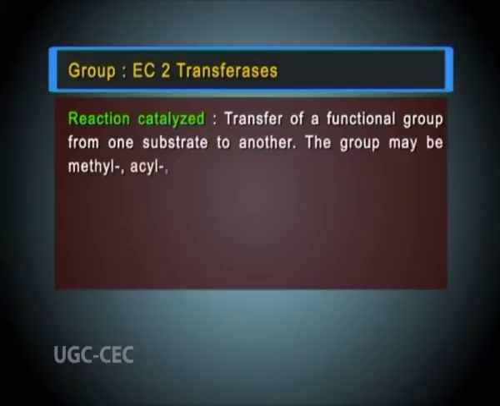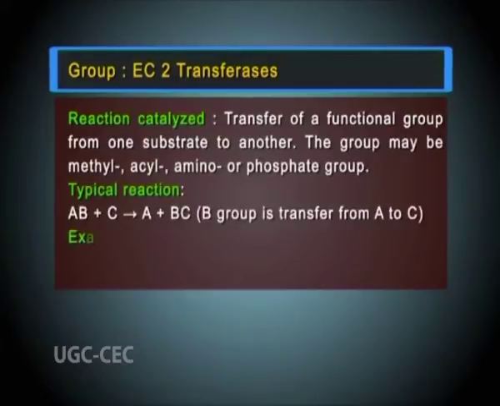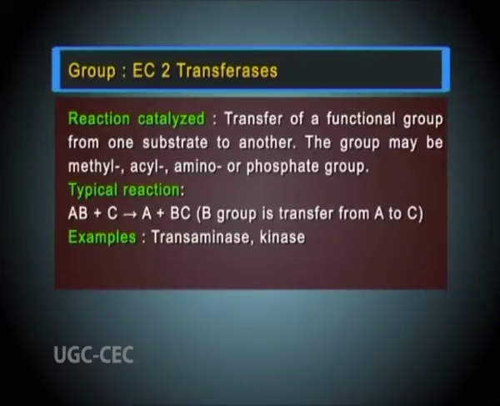Group EC 2, transferases. The reaction catalyzed is the transfer of a functional group from one substrate to another. The group may be a methyl group, acyl group, amino group, or phosphate group. A typical reaction here is AB plus C giving A plus BC, where group B is transferred from A to C. Examples are transaminase and kinase.